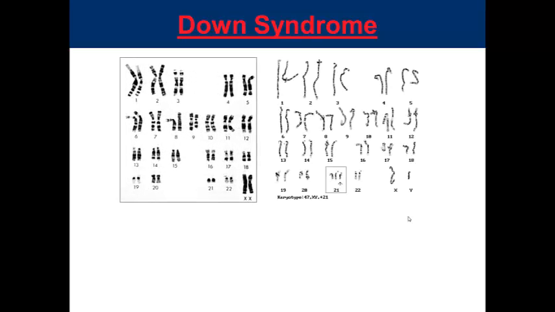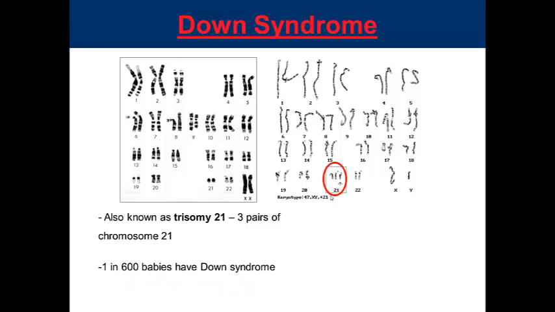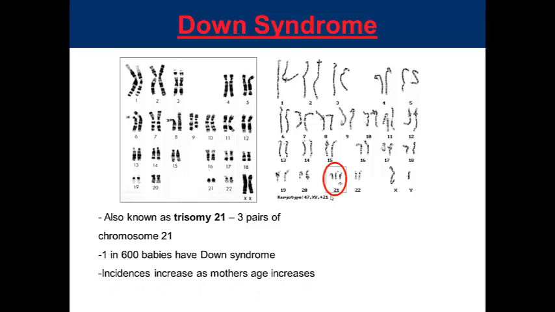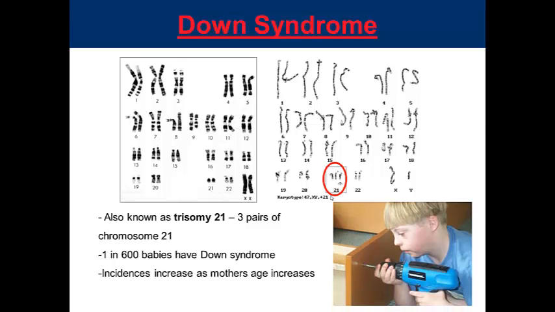Down syndrome is this condition called trisomy 21, which means that people with Down syndrome have 3 chromosome 21s instead of 2 chromosome 21s. About 1 in 600 babies have Down syndrome. The incidence of Down syndrome increases with maternal age. So as women age, their chances of having a child with Down syndrome increase.